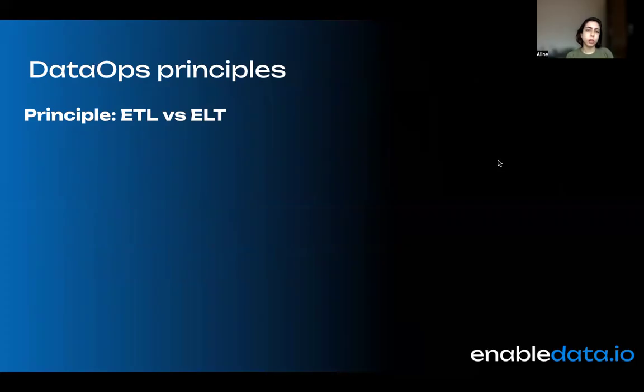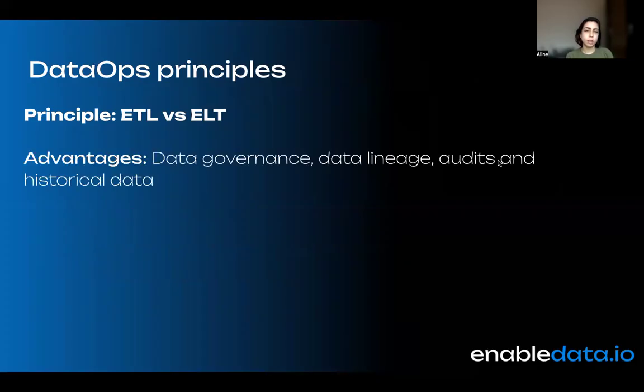In ETLs usually you extract data, transform, and then load. And in this case, we have extract, load, and then transform. And that allows for data lineage. You will have the data before you transform it. That also allows for audits, and both concepts enable data governance and understanding more about your own data. And you can also have historical data as you are loading the data before transforming it.